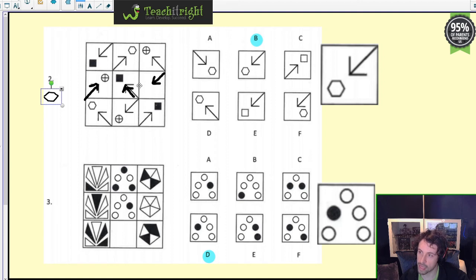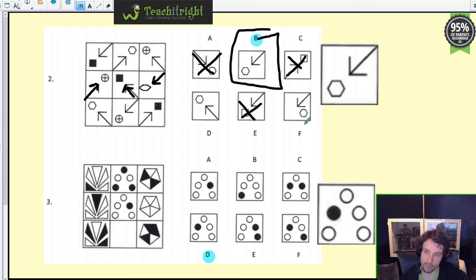So I need to put this in there somewhere, but where to put it? It seems to me the arrow is always pointing at the shape. In all of these examples, the arrow is pointing at the shape, so I think it can't be A, can't be C. Yeah, it's B. Because E is pointing at the wrong shape, in F the arrow is missed, and in D the arrow is in the wrong corner.